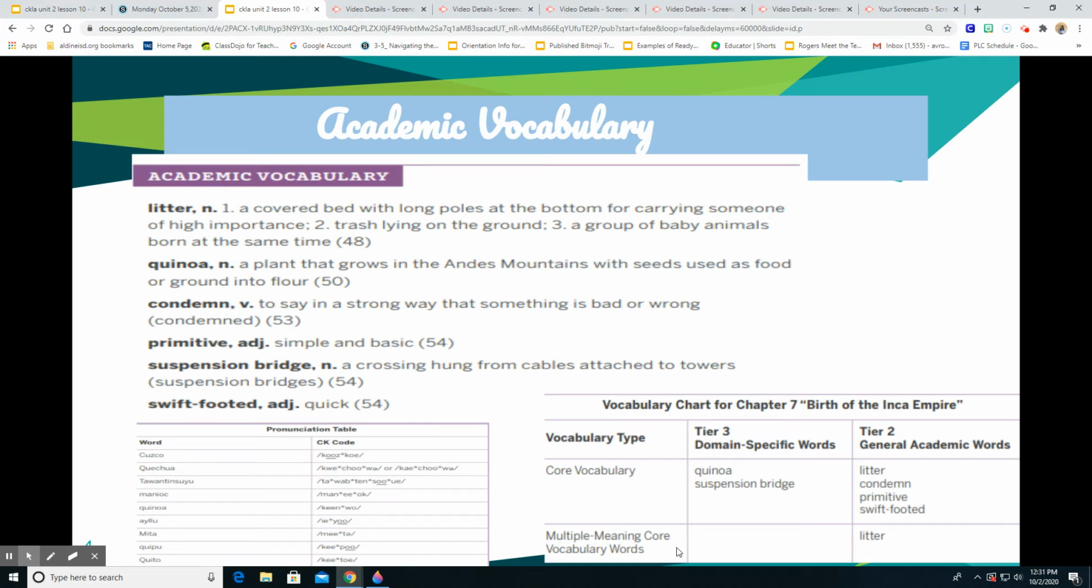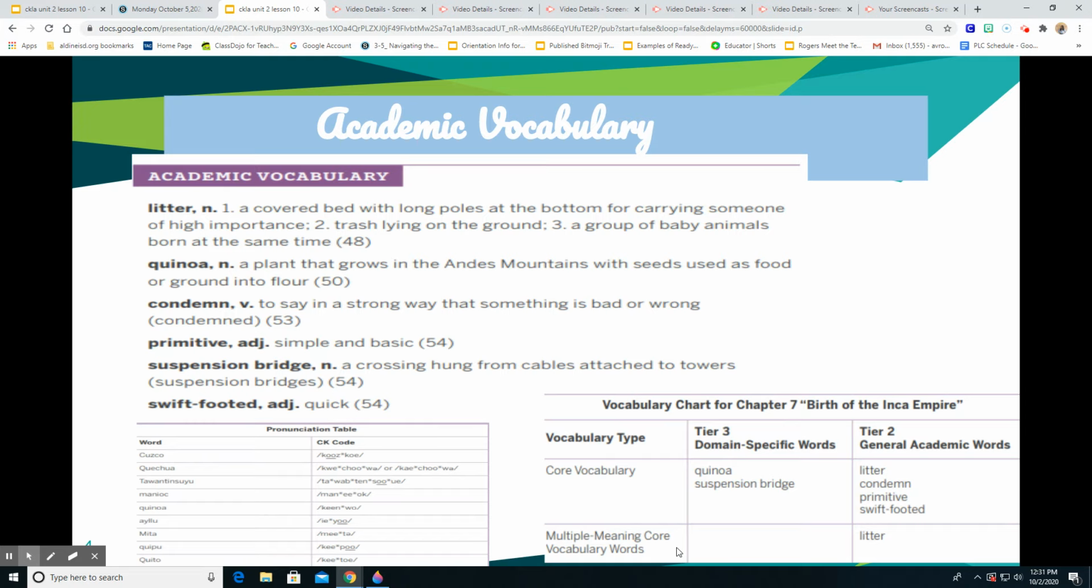The next vocabulary word is primitive, which is an adjective that means simple or basic. So, just writing your name on the paper, that's a primitive step when you're in middle school or higher elementary school or in high school. So, it's just a simple or basic step that you guys should know.